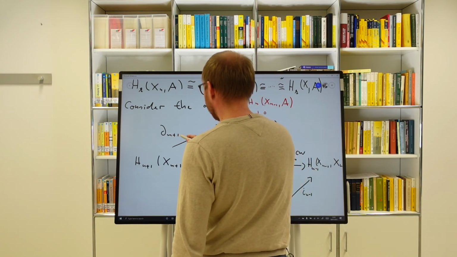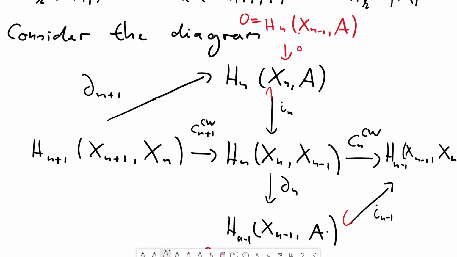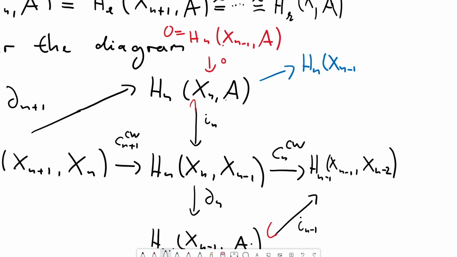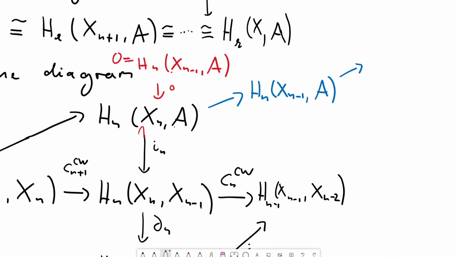So this Dn plus 1 was the boundary homomorphism in the triple Xn plus 1, comma Xn, comma A. So let's look at the next term here. The next term would be Hn of Xn minus 1, comma A. And let's look at yet another term. The next thing would be Hn. Am I right here? Or should this be Hn Xn comma A?